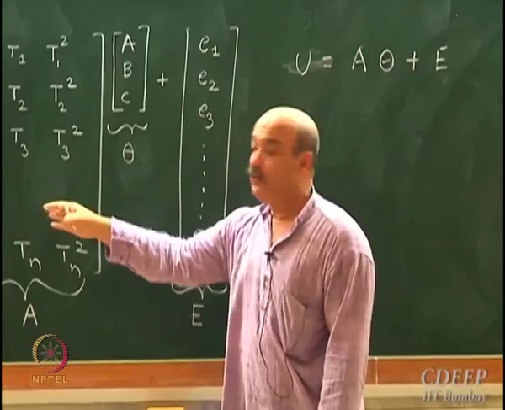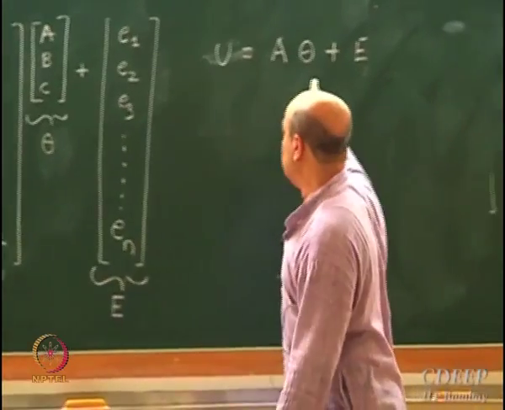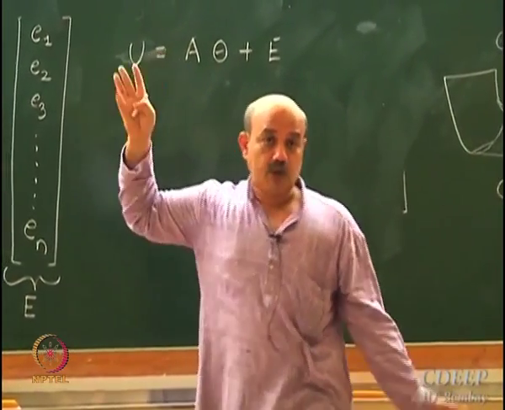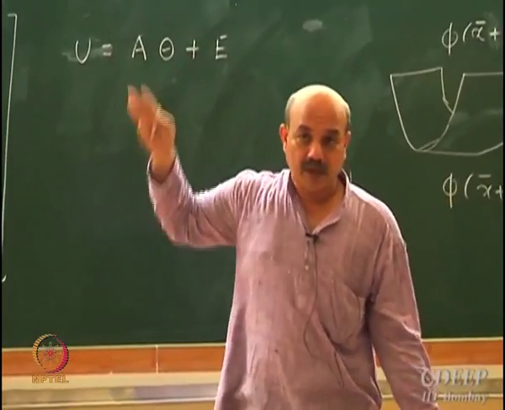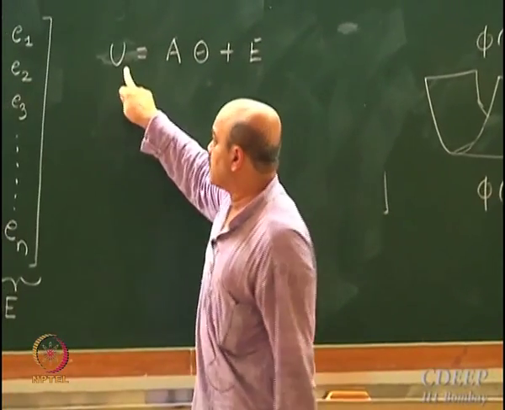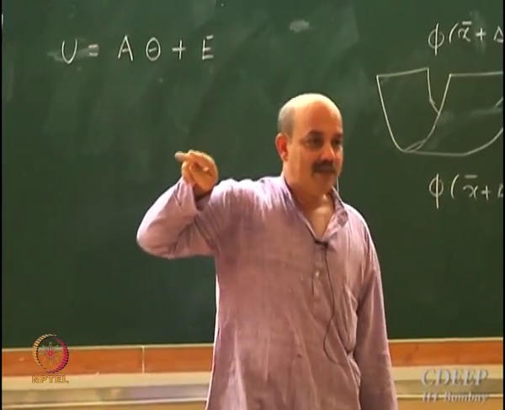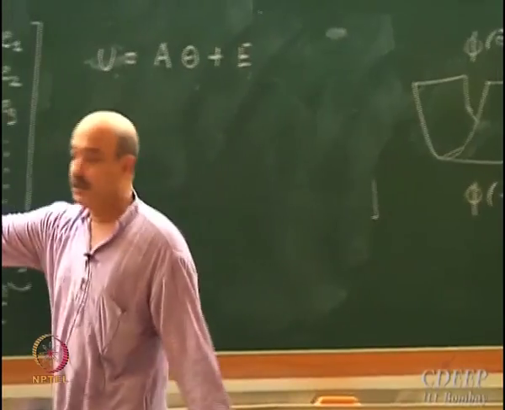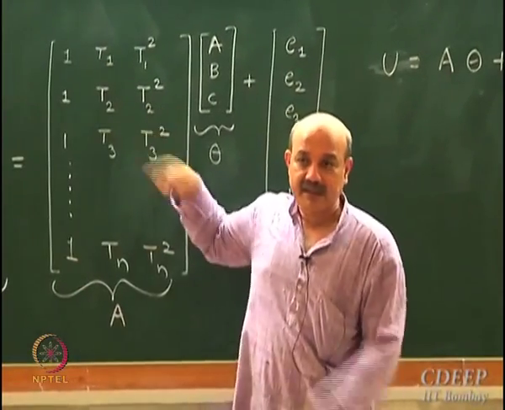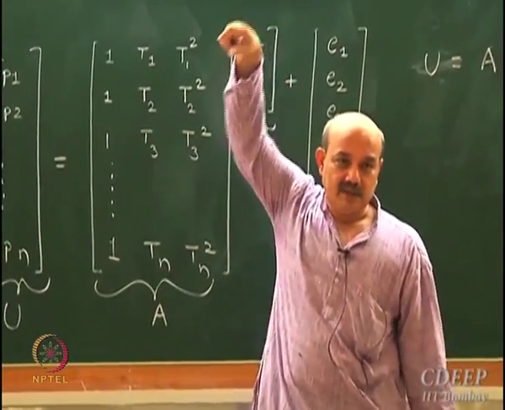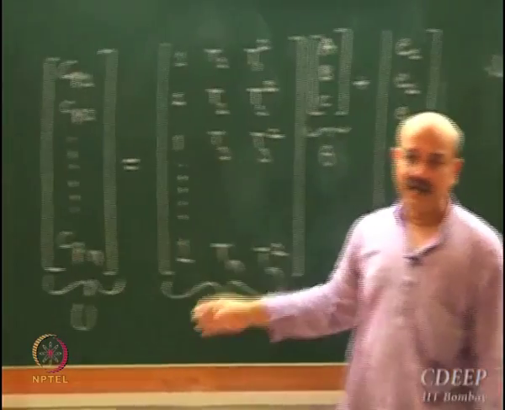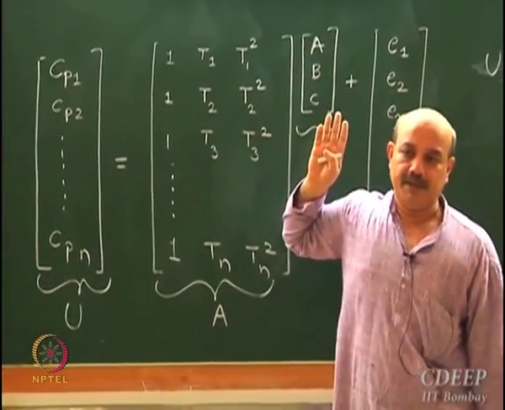Okay. Now I am just moving from this specific problem to a general problem where theta in general could be m dimensional. This A will be an n cross m matrix. See, here m is 3, so this is an n cross 3 matrix. It's a tall matrix, no? So this n could be 100 and you have only 3 parameters to be estimated.